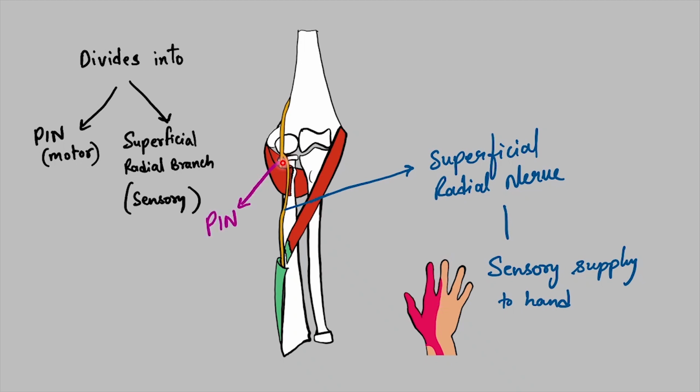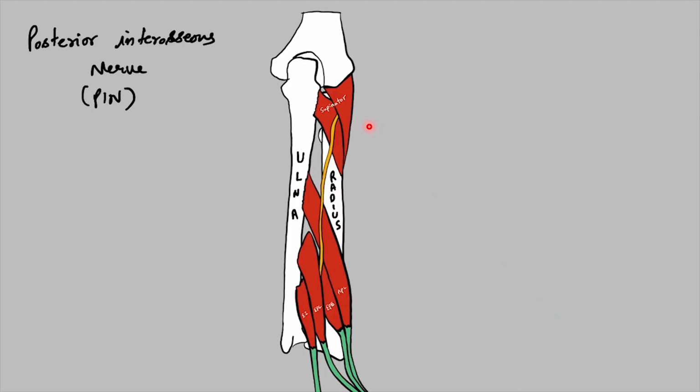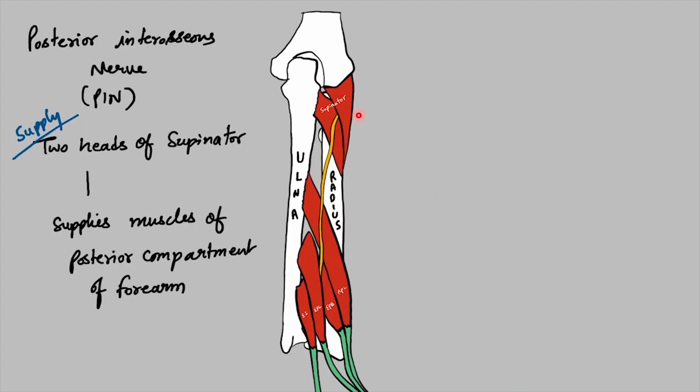The posterior interosseous nerve enters between the superficial and deep heads of the supinator muscle and goes to the posterior compartment of the forearm. The posterior interosseous nerve gives motor supply to the superficial and deep heads of the supinator muscle and comes to the posterior compartment between these two heads of the supinator muscle.